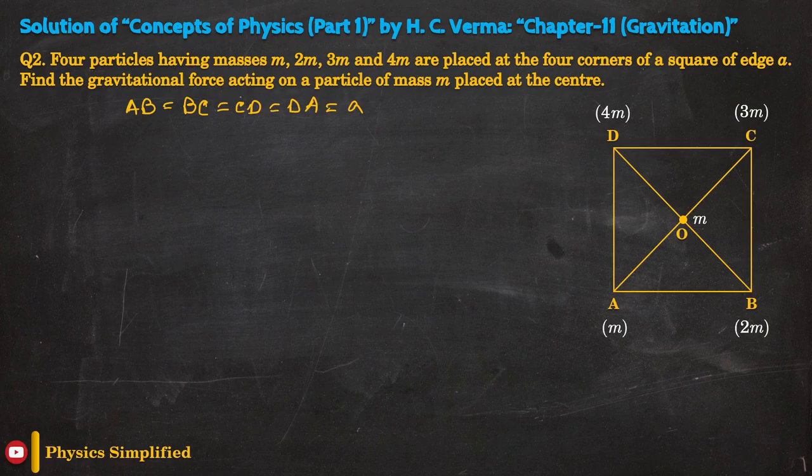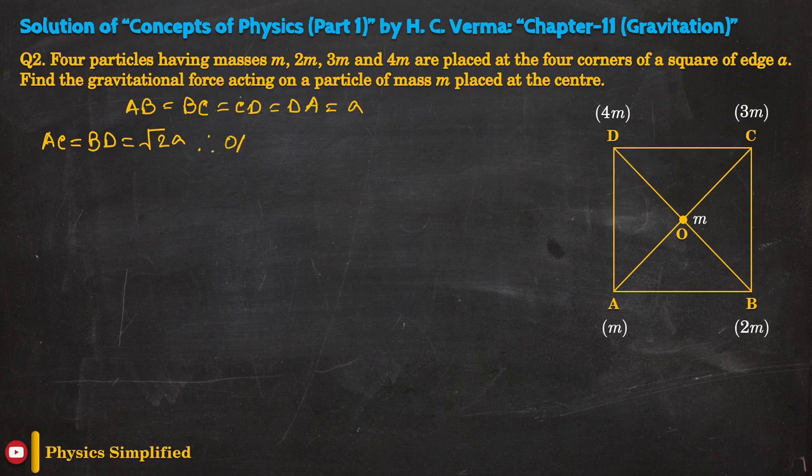Since it is a square, the lengths of the two diagonals are the same, so the length of AC and the length of BD are the same, which according to the geometry is root 2 times a. Now to find the gravitational force on m placed at O, first of all we need to find the distance of the center O from the four corners of the square. Since it is a square, the point O, that is the center of the square, will be equidistant from all the four corners of the square.